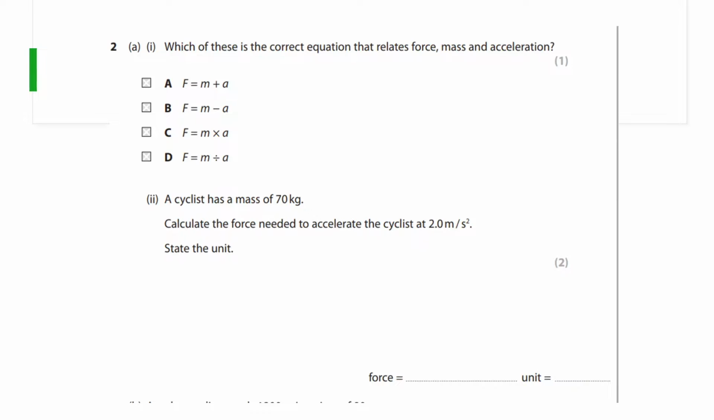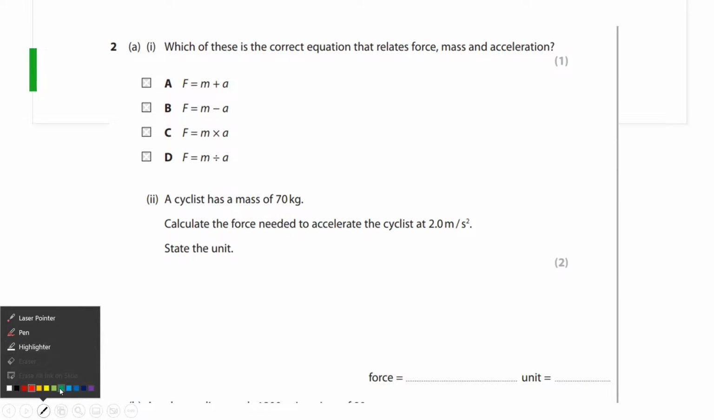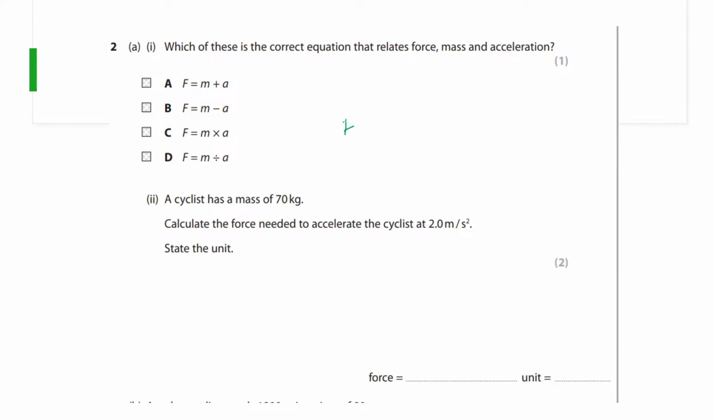Which of these is the correct equation that relates force, mass, and acceleration? You often know it as F equals ma. So what that means is F equals m times a. So it's that one.